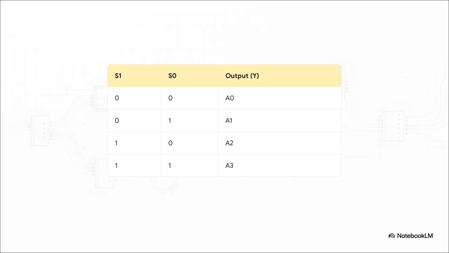And this chart here, in electronics, we call this a truth table. It lays out the super simple logic behind it all. See, the selection lines, S1 and S0, they use binary code. That's just a language of zeros and ones. And that code acts like a digital address. So if the lines are set to 0 and 0, the MUX picks input A0. If they're 0 and 1, it picks A1. You see the pattern. It's just a really straightforward, perfect system for grabbing exactly one input from the whole group.